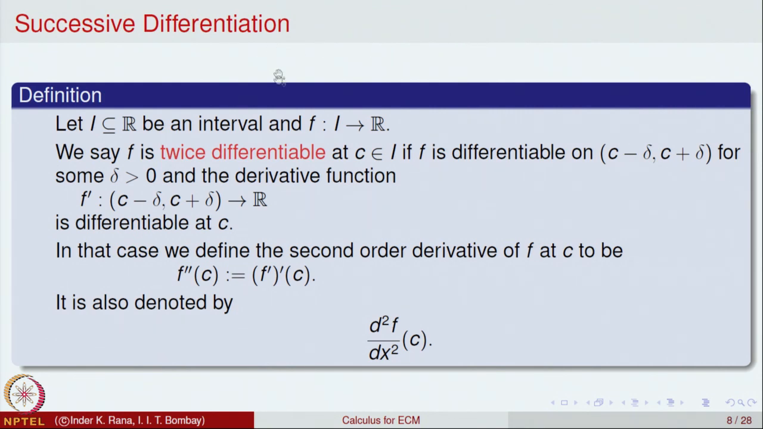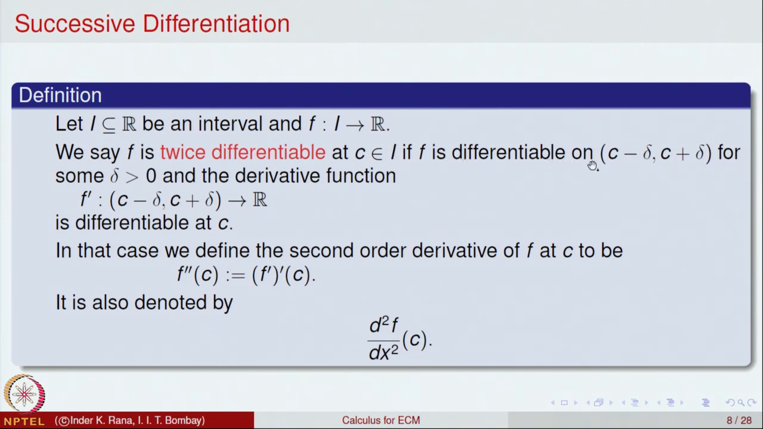So, there is a notion of successive differentiation. Let us say a function f is defined on an interval I, so the function's domain is the interval and it takes real values. So, I is an interval in the real line and f is a function defined on the interval. We say f is twice differentiable at a point C, which is inside this interval I.